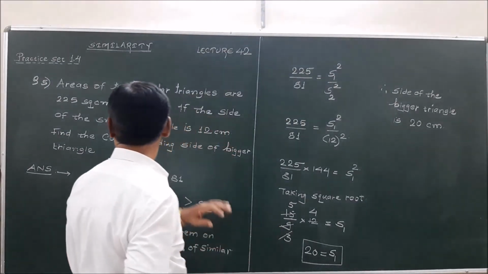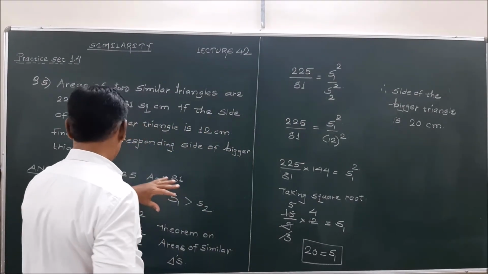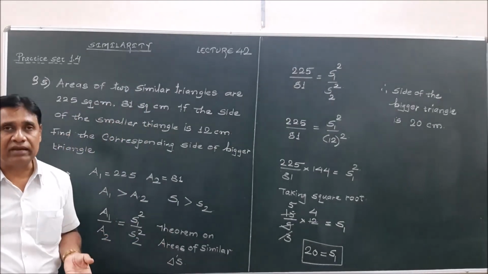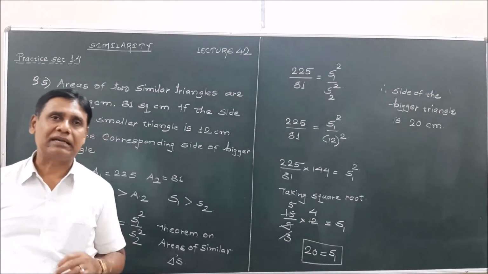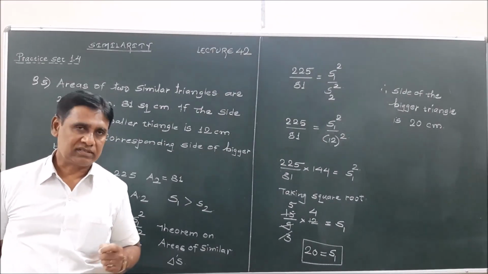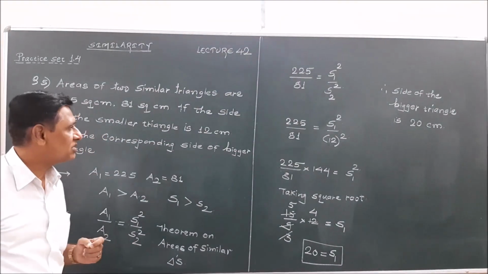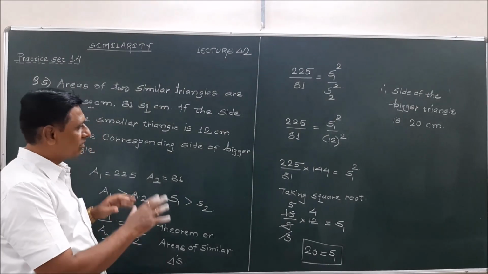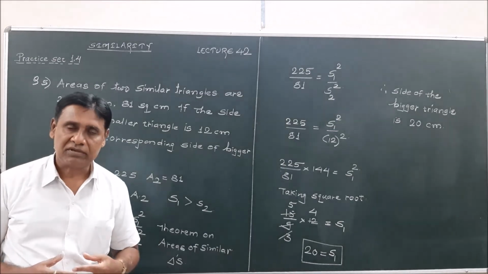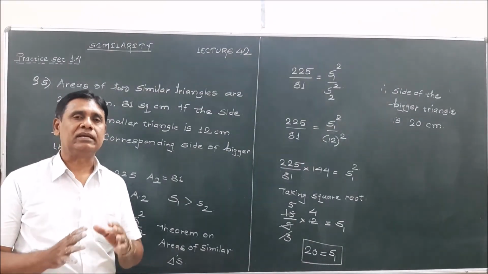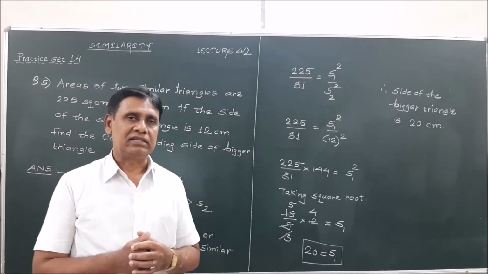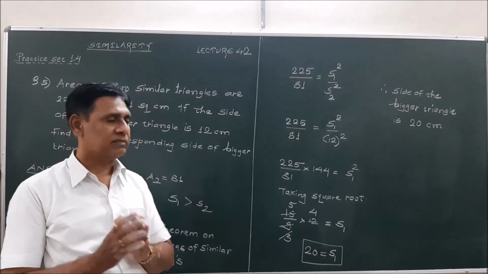So this is how you will find that 5 questions I have covered up over here. I have also explained a very important theorem, that theorem on areas of similar triangles. I am very much thankful to all of you for listening to this lecture. Carefully try to understand the very important concept that triangles must be similar. Then and then only we can apply this theorem on areas of similar triangles.